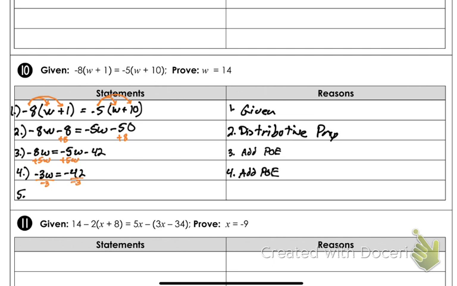Which will give me w equals a negative divided by negative is a positive. So it'd be a positive 14. Let's do math better. Let's check. Oh, yep, that's right. W equals 14. And that would be done with the division property of equality, DivPo.